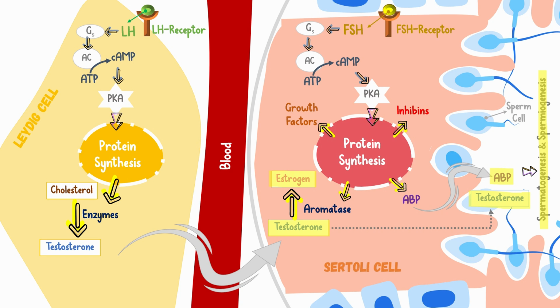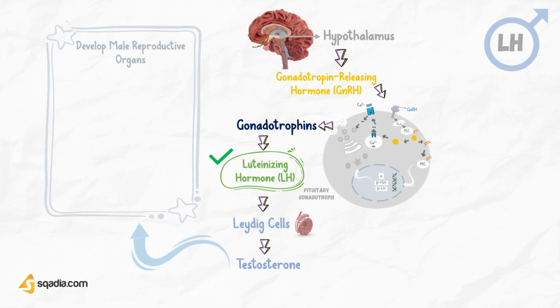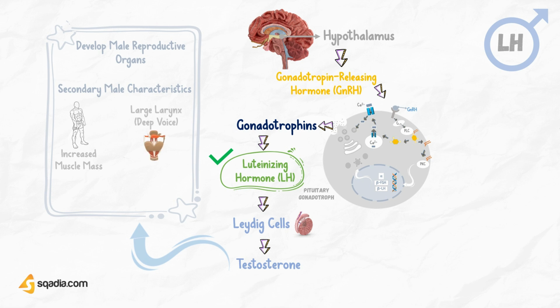Now, testosterone has an important role in developing male reproductive organs and is responsible for secondary male characteristics, such as increased muscle mass, enlargement of the larynx to generate a deep voice, and the growth of facial and body hair.